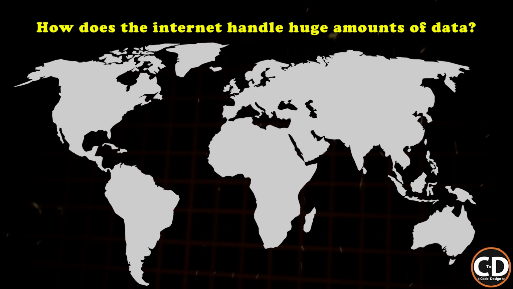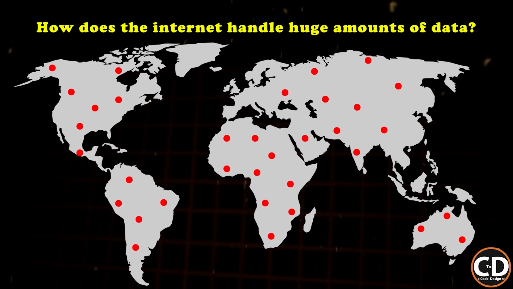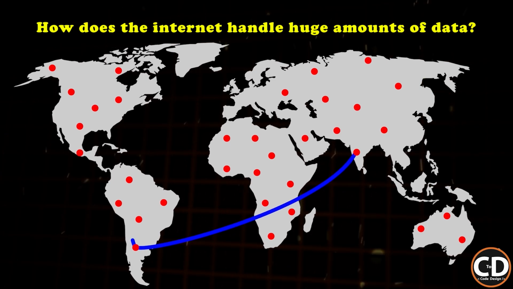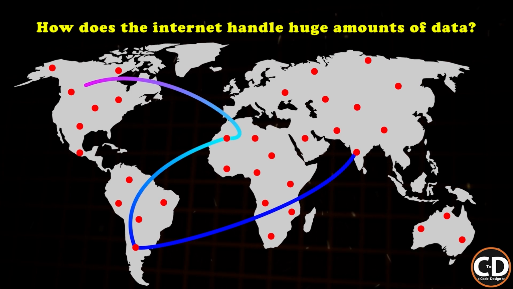So how does the internet handle huge amounts of data? The internet is designed to be decentralized, meaning there isn't one single hub or server that handles all the traffic. Instead, millions of servers, routers, and devices work together to manage the data flow. And because the internet uses packets, data can be sent in smaller pieces, which helps avoid congestion and makes sure that the network runs efficiently. If one route is too busy, packets can be rerouted through a different path.